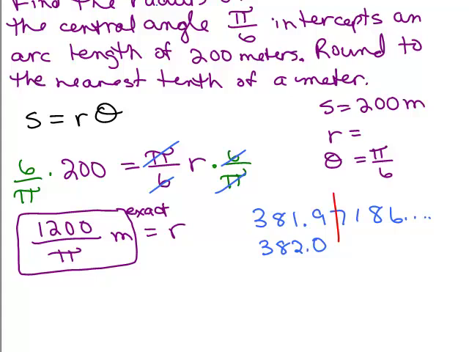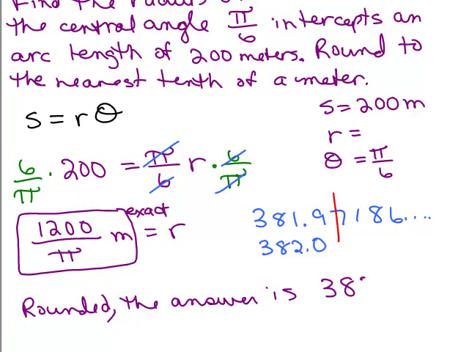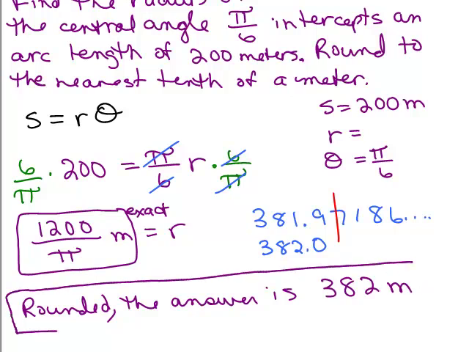So rounded, the answer is 382 meters, or you might say 382.0. But be careful, don't put 381.0. Careful, you're rounding up.